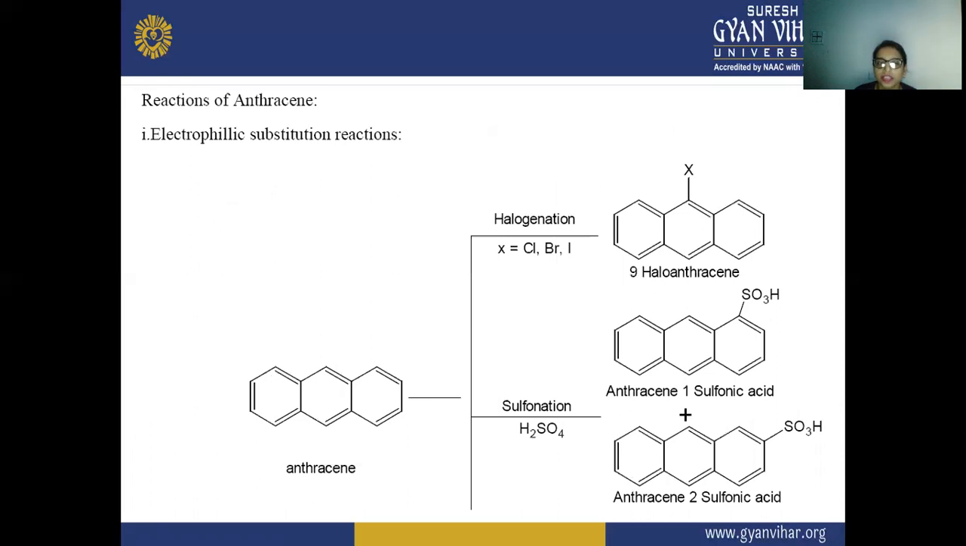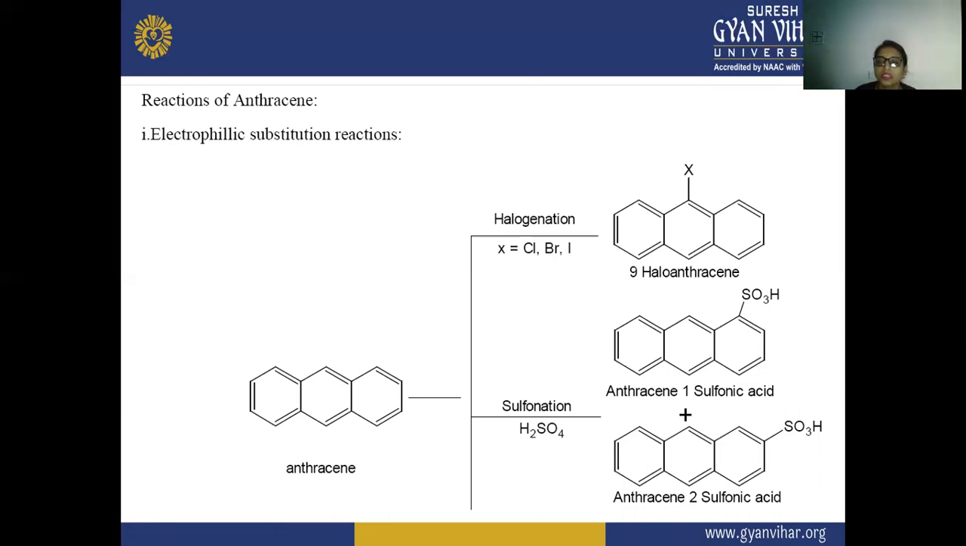Next are the reactions of anthracene that show electrophilic substitution. This is the structure of anthracene, and when there is an electrophilic substitution reaction with halogens, that is, if halogenation is occurring, then there is a substitution here. You can see that the ninth position is more favorable. So in the case of halogenation, there is an attack on the ninth position.